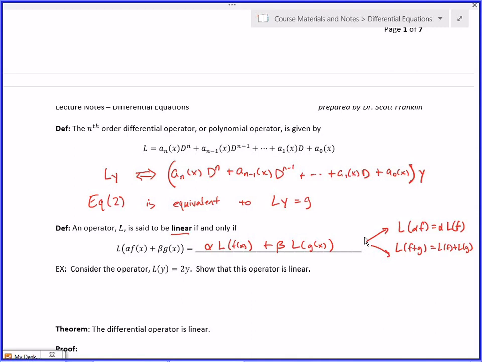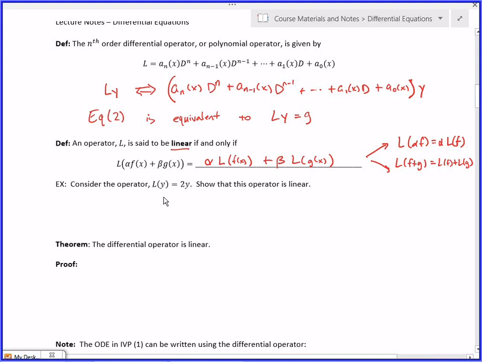There are other types, but I don't want to get too deep. Consider the operator L of y equals 2y. If I ask you to show that that operator is linear, this is a textbook, easy proof, straight out of a proofs class. If I told you that the operator L is to multiply a function by 2, then when I say apply L to a function, that means just multiply the function by 2. That's the operator that it is.